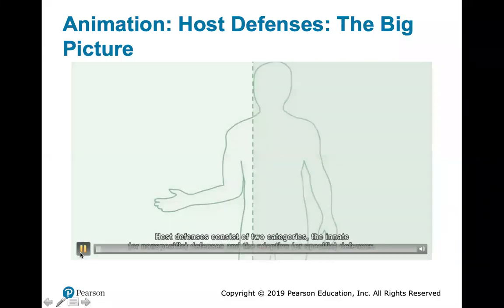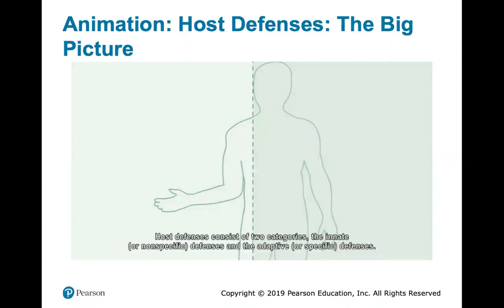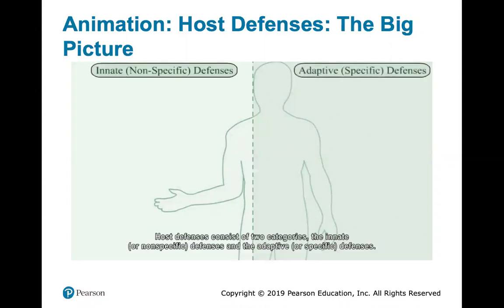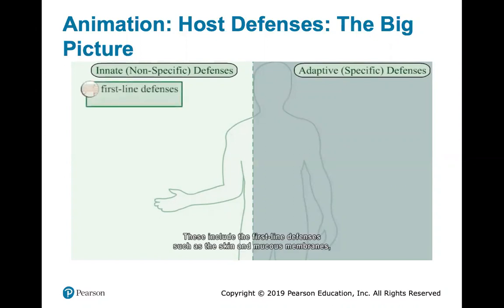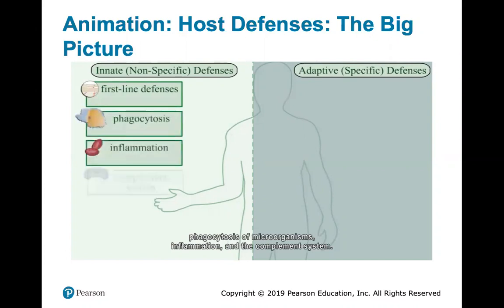Host defenses consist of two categories: the innate or non-specific defenses and the adaptive or specific defenses. The human body has many innate defenses to prevent disease. These include the first line defenses such as the skin and mucous membranes, phagocytosis of microorganisms, inflammation, and the complement system.